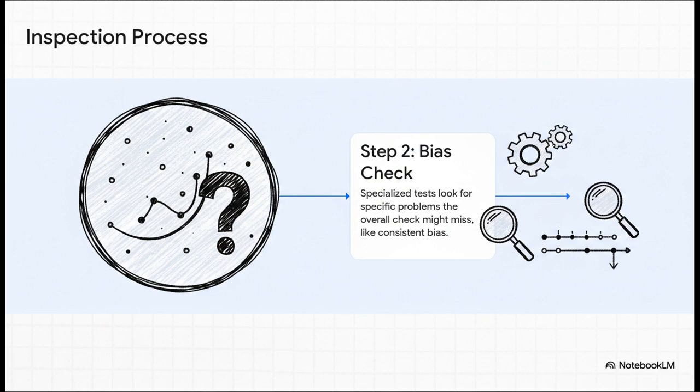But that's not enough. So for step 2, you bring in more specialized tests to hunt for bias. These look for more subtle, sneaky problems, like whether your model is consistently a little too high or a little too low across the board.